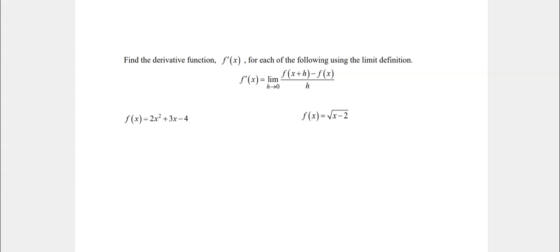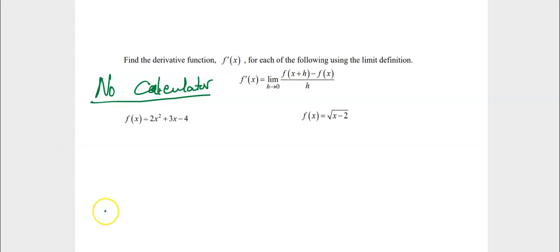Good morning. I've come with another video on finding the derivative of a function using the limit definition. We are going to find the derivative of f of x equals 2x squared plus 3x minus 4 using this limit definition. That means we are not going to use any calculator. So we just have to simplify and get an expression for f prime of x in terms of x.